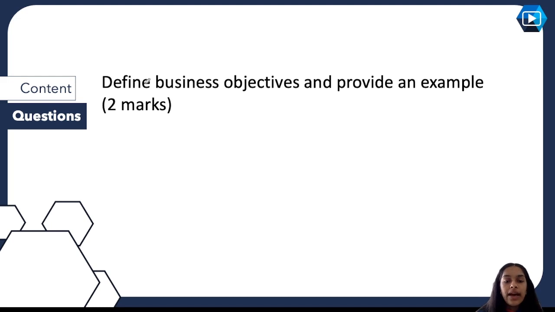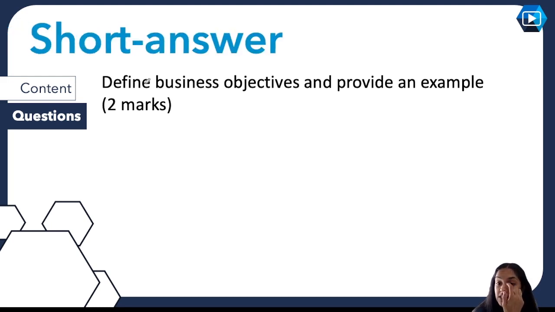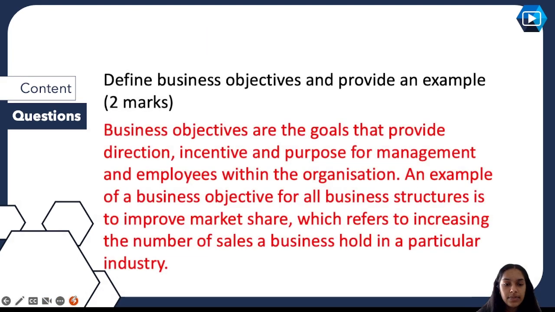So now we have: define business objectives and provide an example. So here our task word is define, and then we need to define business objectives, and we also need to provide an example. So I would also be highlighting this to remind myself that I cannot forget to provide an example, because otherwise we will not be getting full marks. So let's have a look at the sample response.